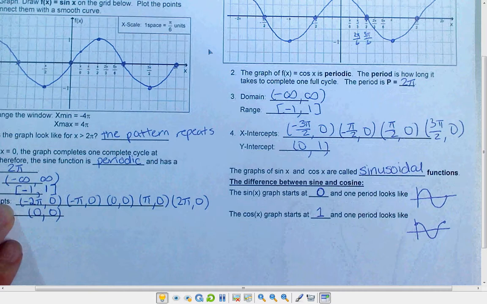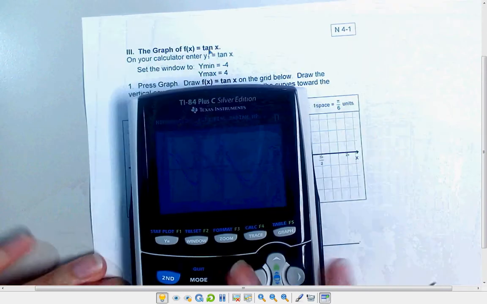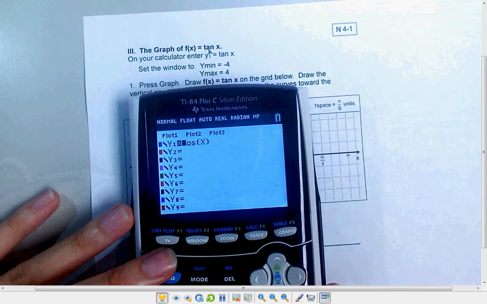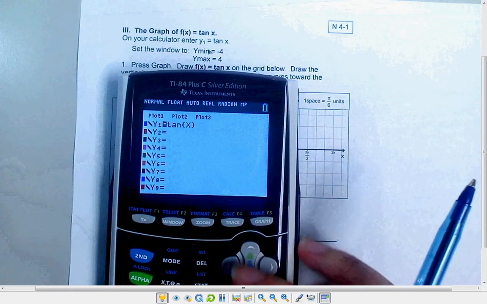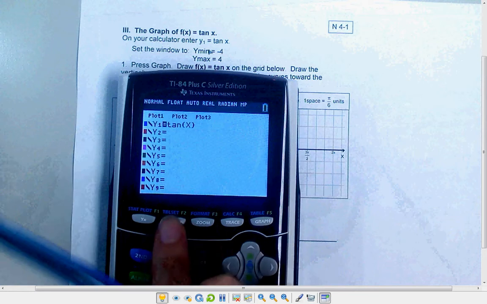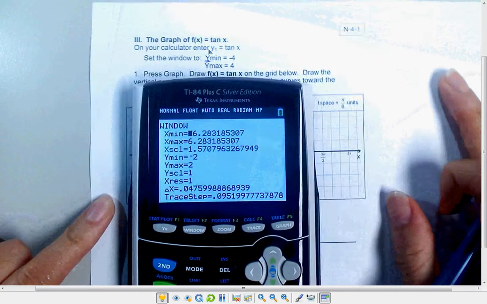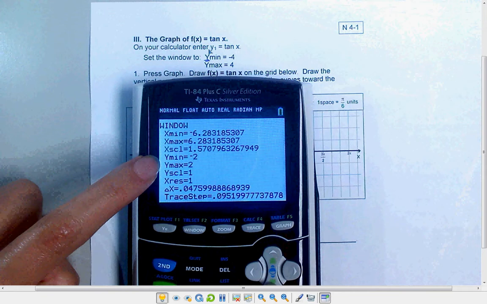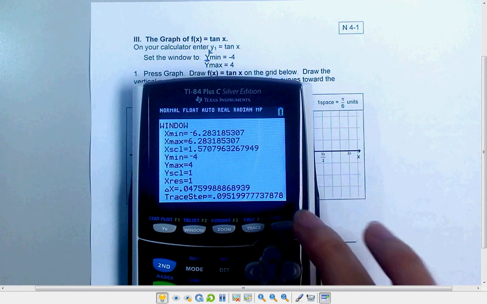Okay, so we're going to graph one more, which is our tangent function. So on our calculator, we're going to again go to y equals, and clear this, type in tangent of x. We're going to go to our window, and this time we're changing the y minimum and y maximum, so be careful you're going down to y. So here's y minimum. It used to be negative 2, we're going to make it negative 4. We're going to make our y max positive 4. Press graph.